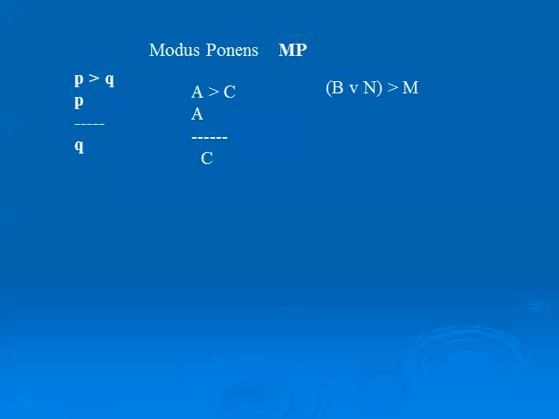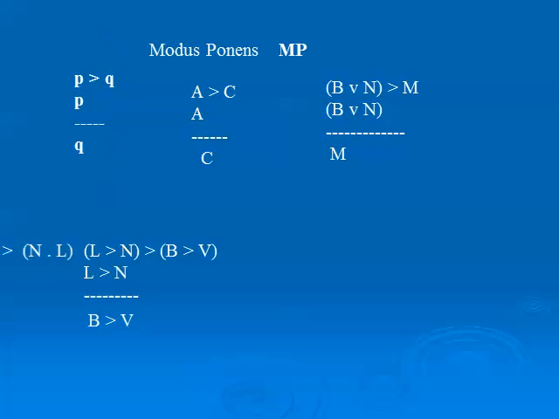But you might substitute in compound statements like this. If either B or N, then M. Well, B or N is true, therefore M is true. That would be a case of modus ponens as well. Here would be another case of modus ponens. If L implies N, then B implies V. L does imply N, therefore B implies V.